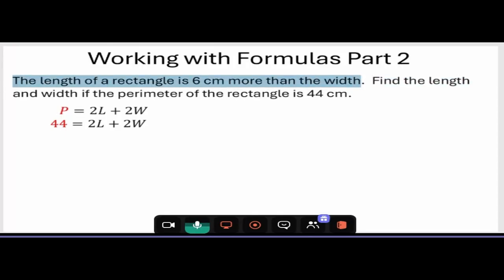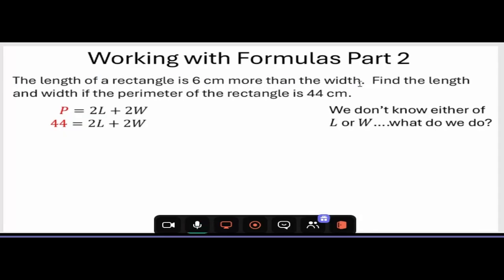And this is a really common scenario in math and science at all levels. Situations like this come up. So what we know is that the length is 6 centimeters more than the width. We can write that in math. The length is the width plus 6, right? 6 centimeters more than the width.